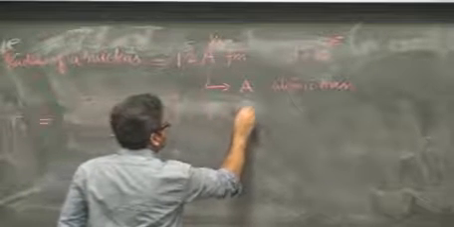Now the R naught would be equal to 1.2 times the atomic mass of alpha, which is 4, plus the atomic mass of the rest of the nucleus, which is 208. And that equals 9.01 femtometer.